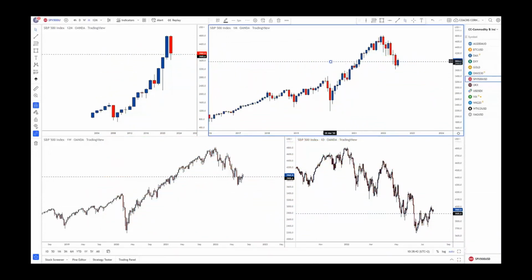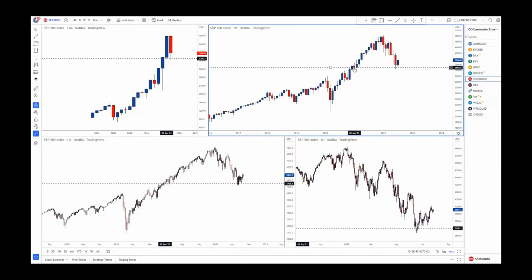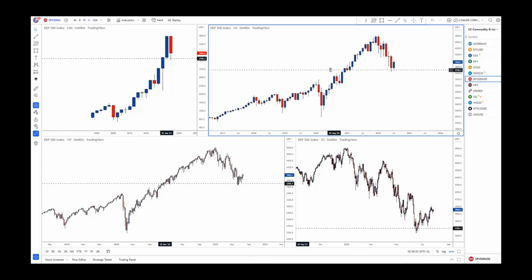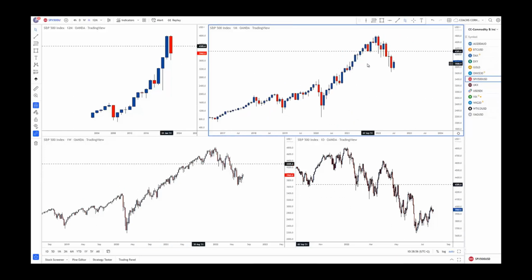Where we are right now on S&P 500 is we are coming off this micro level of monthly support. We are reacting from that level. There's nothing there until we hit any significant level of resistance, which is a bit higher.